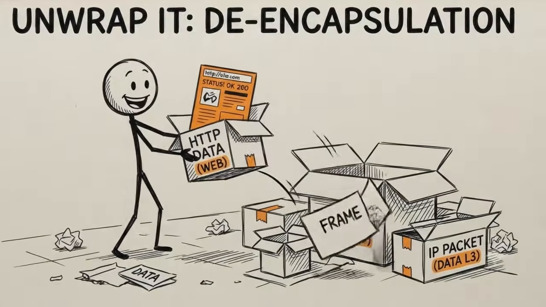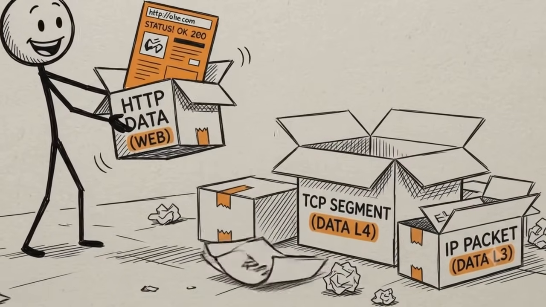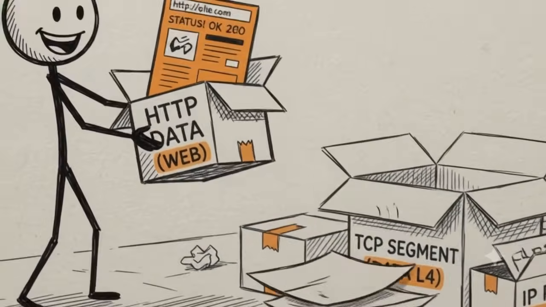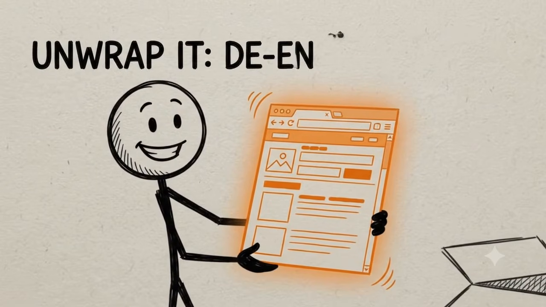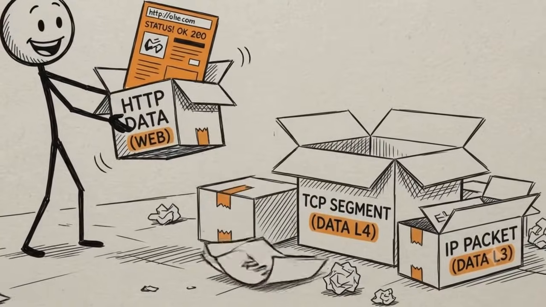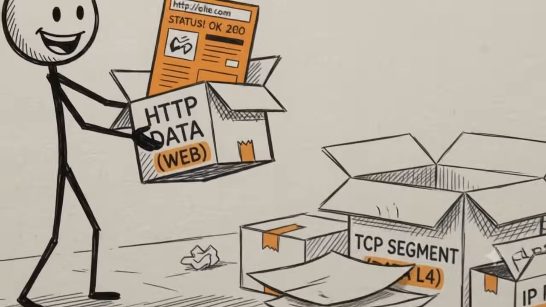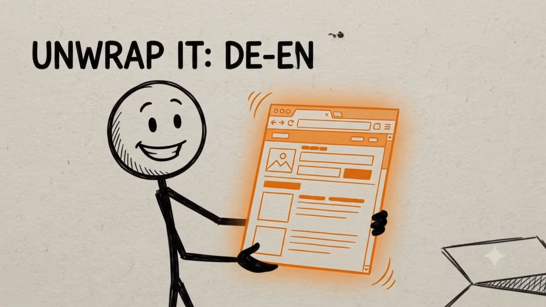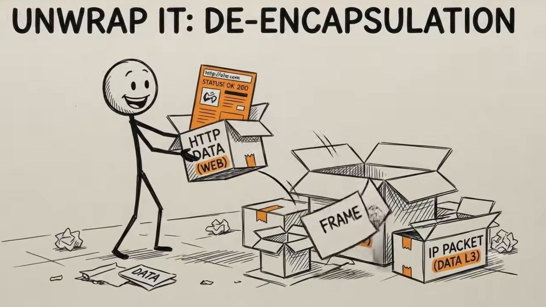Your device unwraps each layer, strips the frame, the IP header, the TCP header, until only the cargo remains, the web page. That's de-encapsulation. Milliseconds after your click, pixels appear on screen.